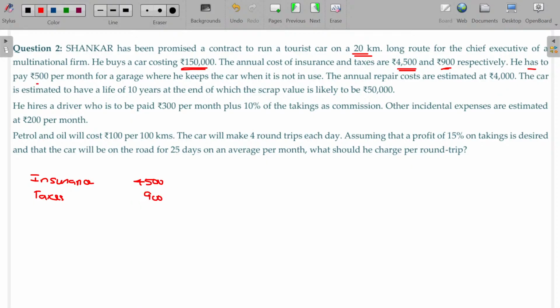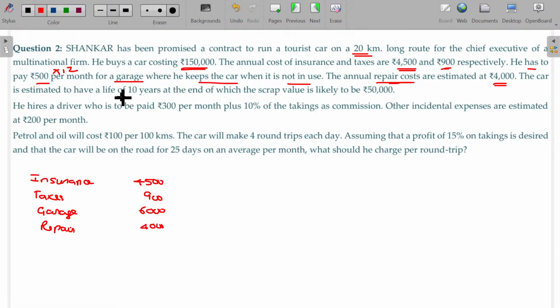He has to pay 500 per month for a garage where he keeps the car when it is not used. So garage rent, 500 into 12, 6,000 will be the garage rent, standing costs. The annual repair cost estimated at rupees 4,000. Actually, this will be maintenance charges. If you don't classify that as maintenance charges, you can post that in the fixed charges itself. So here, repair cost 4,000 per annum.